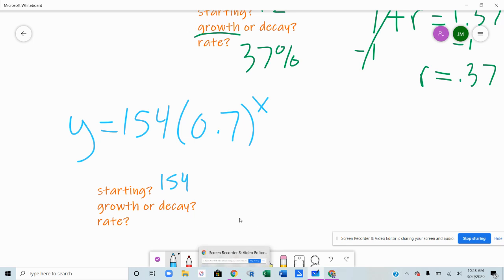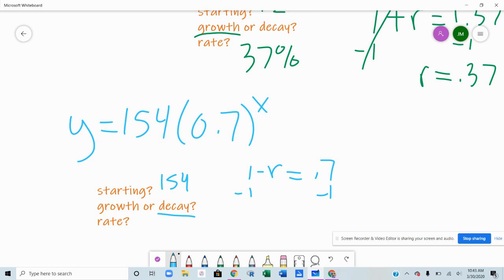Growth or decay, so look at this number, growth or decay. It is decay because you are less than 1. And then your rate, so it's either 1 plus r equals this or 1 minus r equals this. Because you are decaying, it's 1 minus the rate equals the number inside your parentheses.